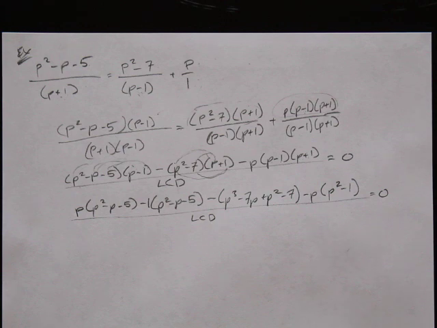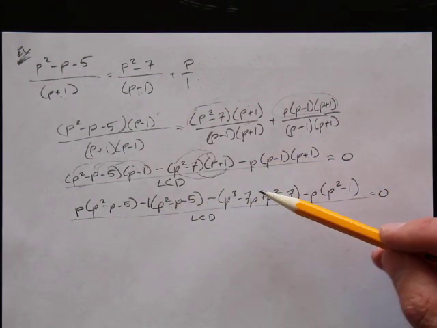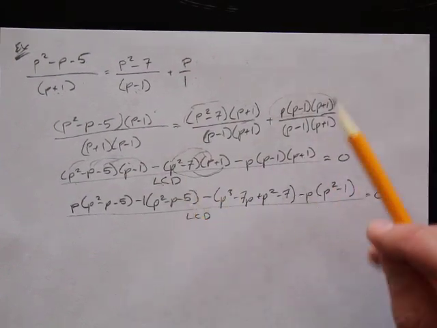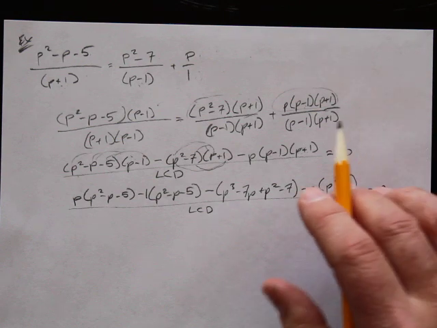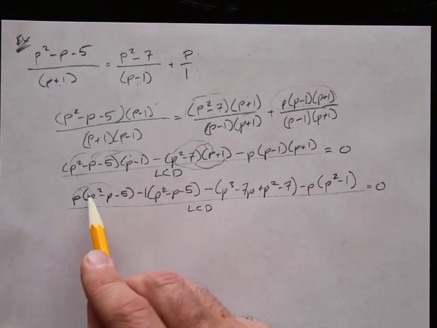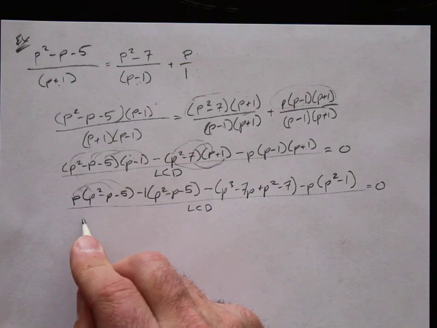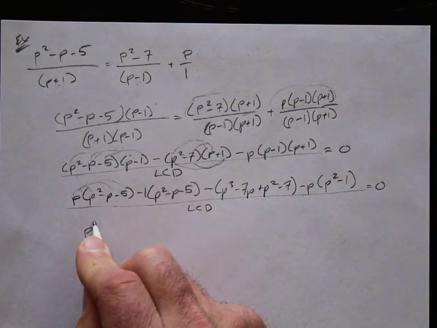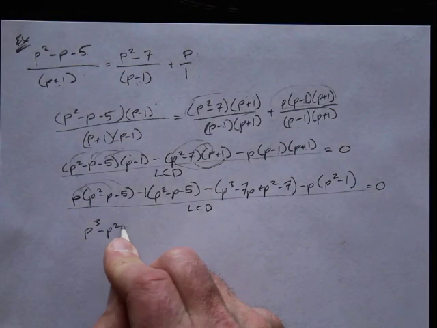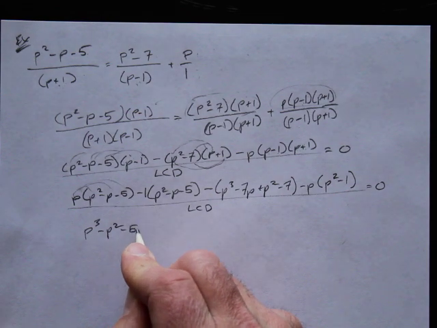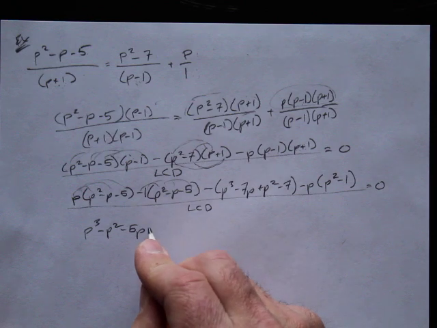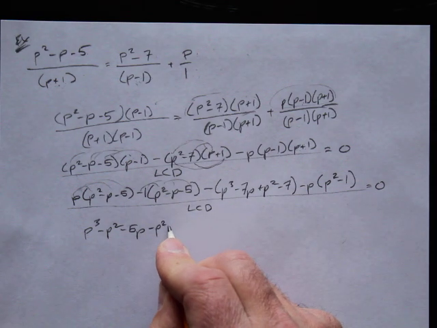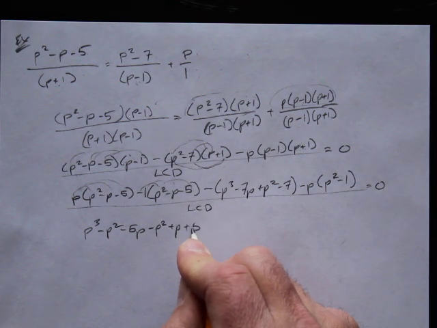So it's really important as you do these problems to not give up, and also just do one piece at a time and make sure everything is all neat and clear and well organized, and then you shouldn't have any problems. Now I'm going to distribute this p in here. So that's p cubed minus p squared minus 5p. I'm going to distribute this negative 1 in here. Negative p squared plus p plus 5.